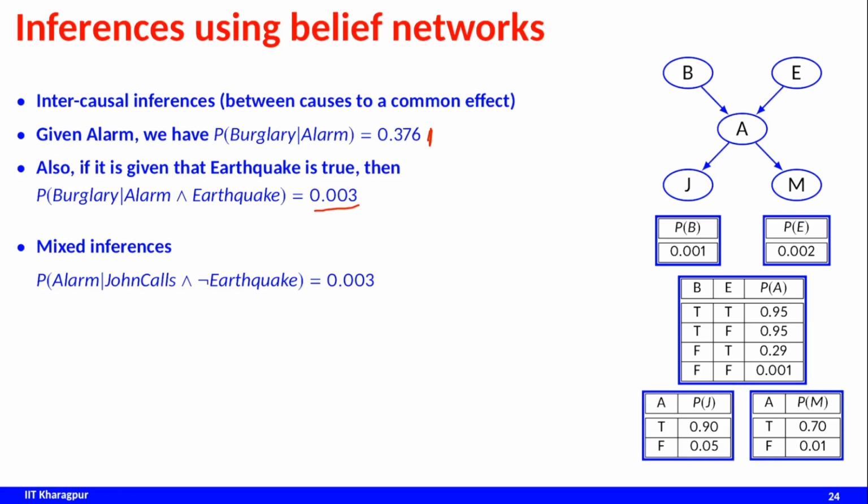There can be mixed inference that we can look into, like John actually calls the police, and given also that the earthquake does not happen, what is the probability that the alarm actually goes off? So effectively we need to find out P of A given J and not E. We can find that out, and the probability is something like this for this example.